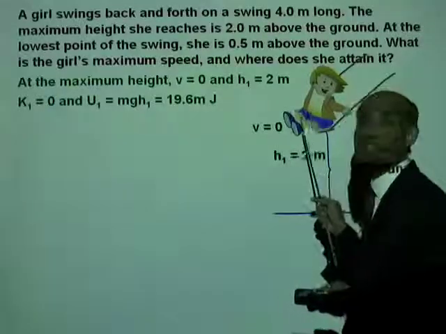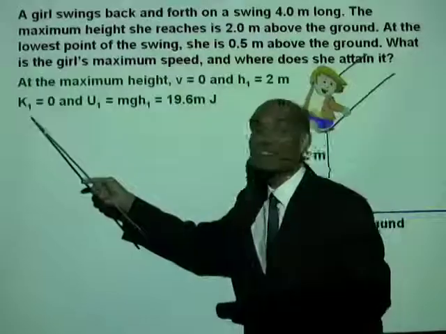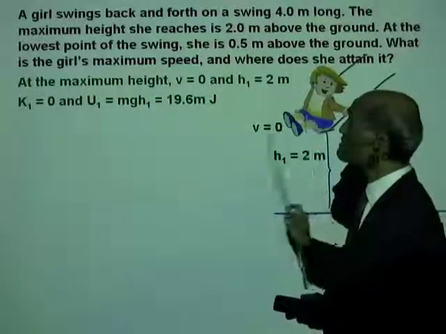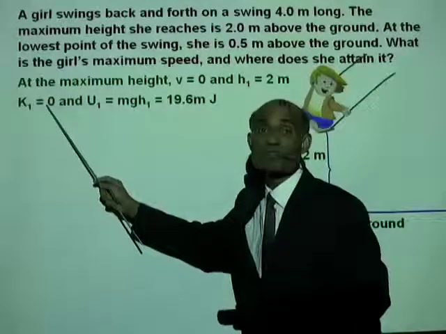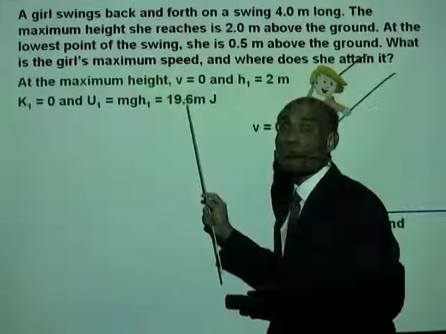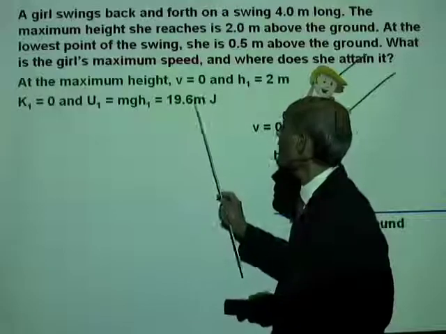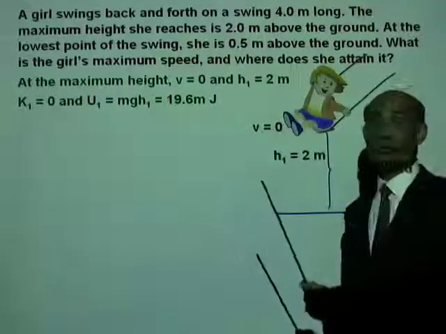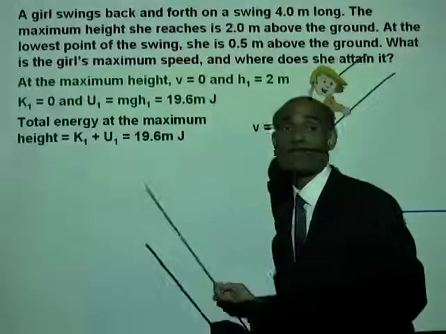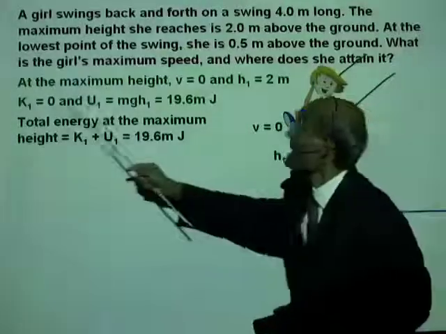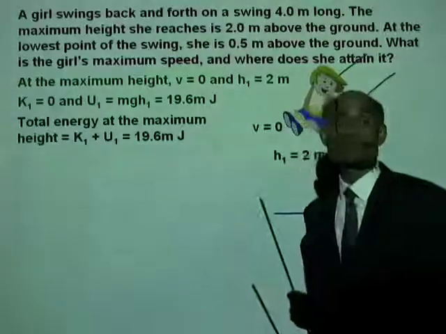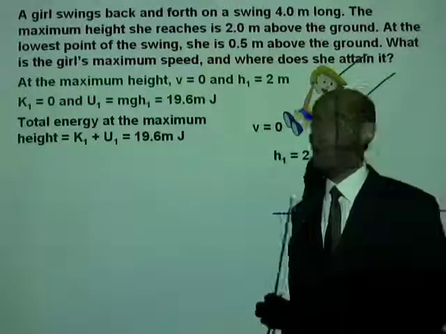What is the kinetic energy at this position? Kinetic energy equals 0. So we say at this position K1 equals 0, U1 equals 19.6 m joules, where m is the mass of the girl. The total energy at the maximum height is K1 plus U1, that will be 19.6 m joules.